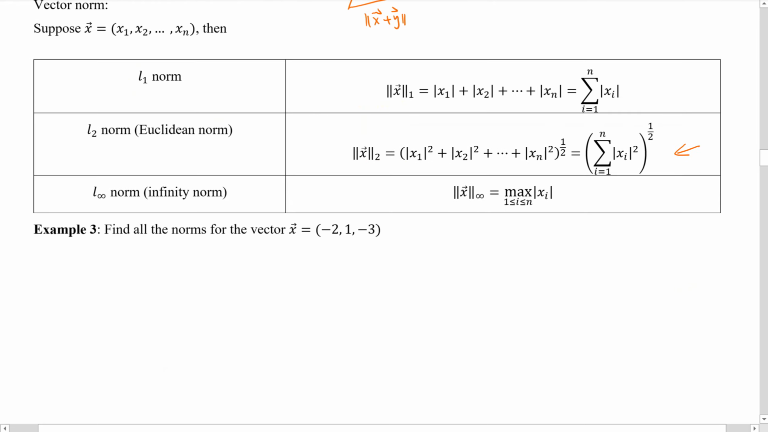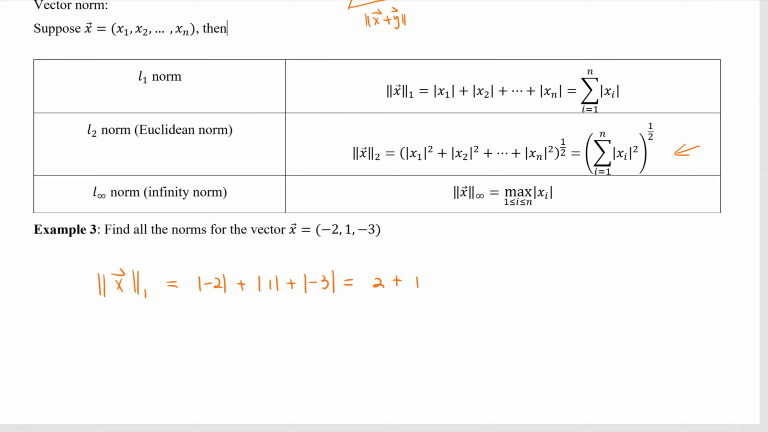Let's look at example 3. We want to find all the norms for the vector x, which is -2, 1, and -3. First, let's look at the L1 norm. The L1 norm is the absolute value of each coordinate, and then add them all up. Absolute value of -2 is 2. Absolute value of 1 is 1. Absolute value of -3 is 3. So when we add them all up, we get 6. So that is the L1 norm.